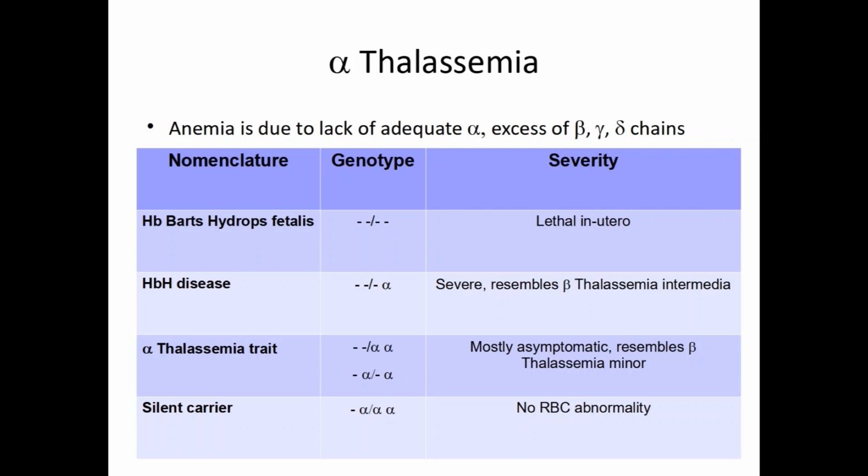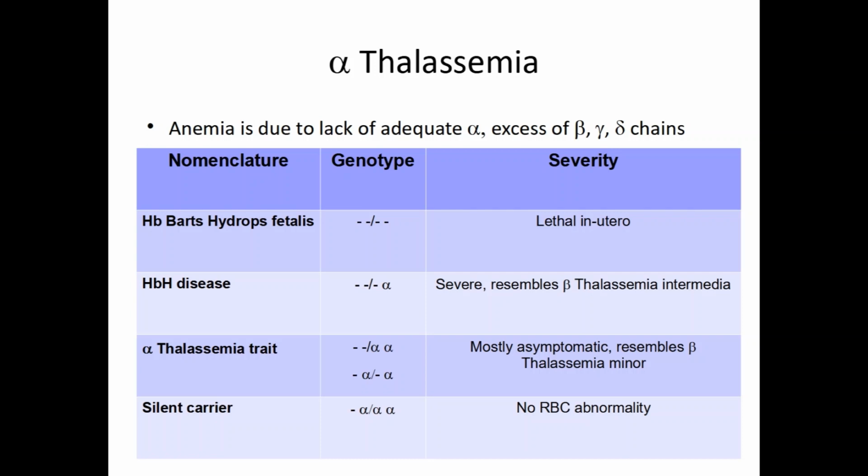The other type of thalassemia is alpha thalassemia. This is due to a lack of alpha globin chains. Because 4 genes are involved in the synthesis of alpha globin chains, the spectrum of the disease is a bit wider as compared to beta thalassemia. The severest form is called HB Bart's hydrops fetalis, and most of the times the child will be born dead.